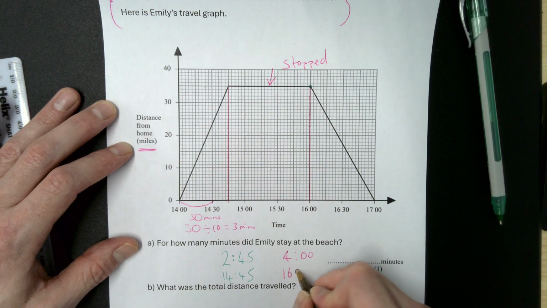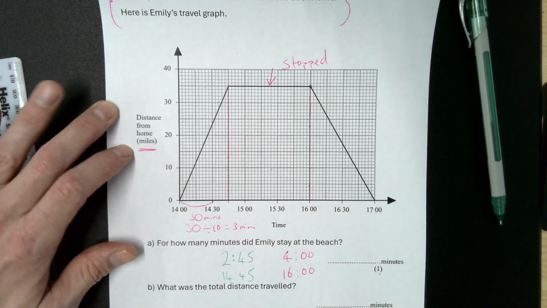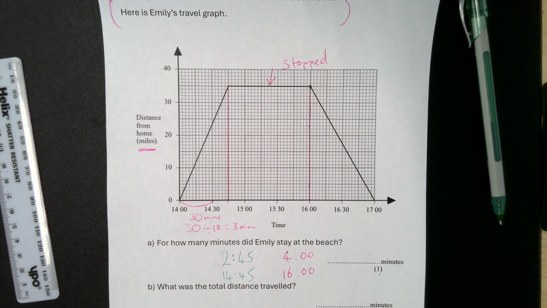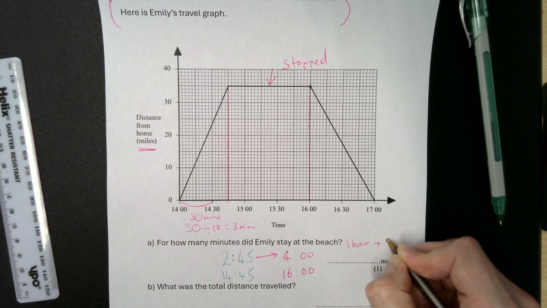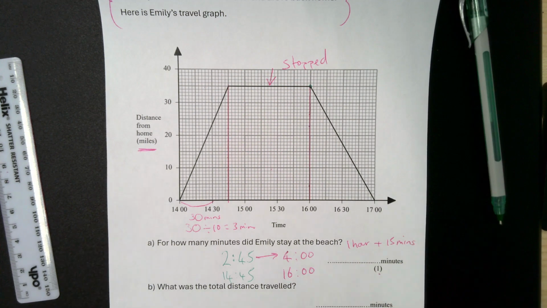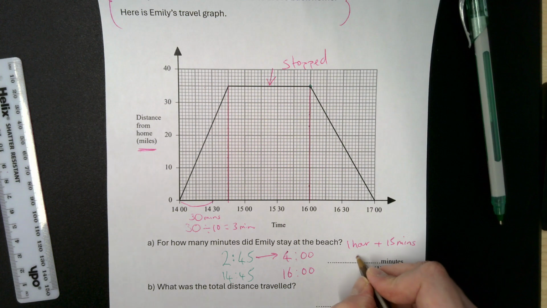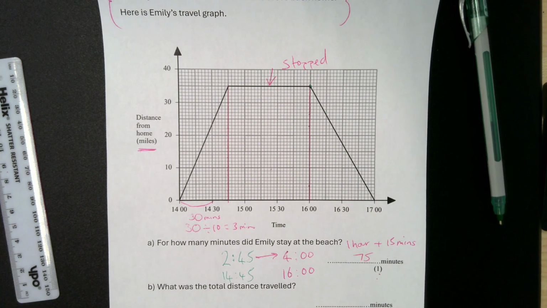4 o'clock, or 16:00. So you want to know how many minutes from there to there. Right, so if you add on 15 minutes, you get to 3 o'clock and another hour. So it's 1 hour and 15 minutes. The answer is 1 mark and it asks for it in minutes. So that's 60 plus 15 is 75 minutes.